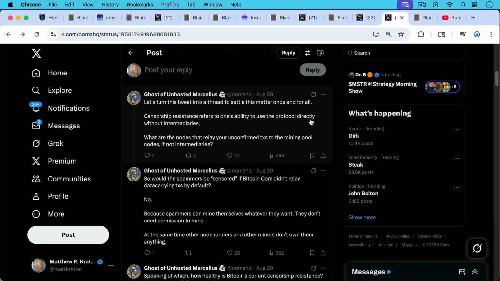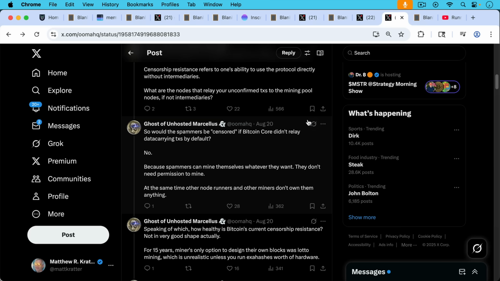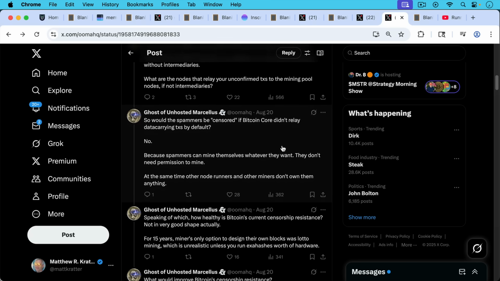Censorship resistance refers to one's ability to use the protocol directly without intermediaries. What are the nodes that relay your unconfirmed transactions to the mining pool? Nodes, if not intermediaries. So would the spammers be quote-unquote censored if Bitcoin Core didn't relay data-carrying transactions by default? In other words, OP_RETURN, I believe. No, because spammers can mine themselves whatever they want. They don't need permission to mine. At the same time, other node runners and other miners don't owe them anything.